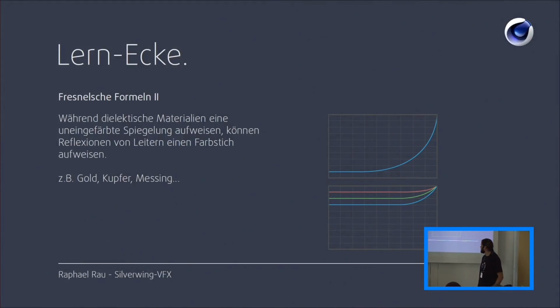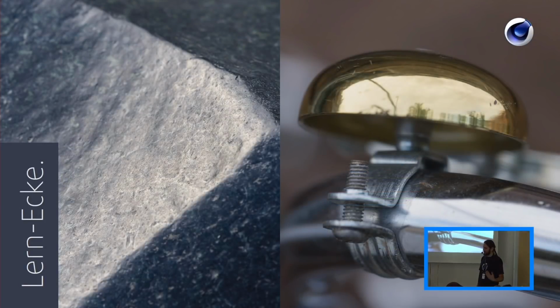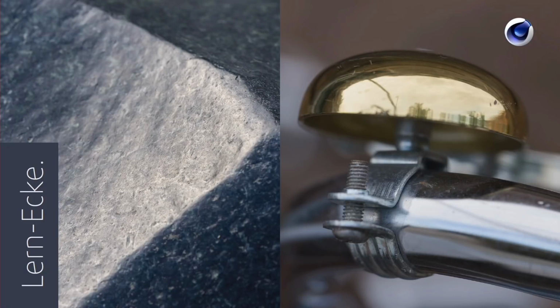There's one more thing with metals. Metals can have colored reflections, so they tint the reflection, while dielectric materials never do that. The material itself might be blue, but the reflection is not tinted blue with a blue object. You can see that here. With a non-tinted metal, you can still see the blue in the sky, but with the golden bell up here, you can see the sky tinted golden.